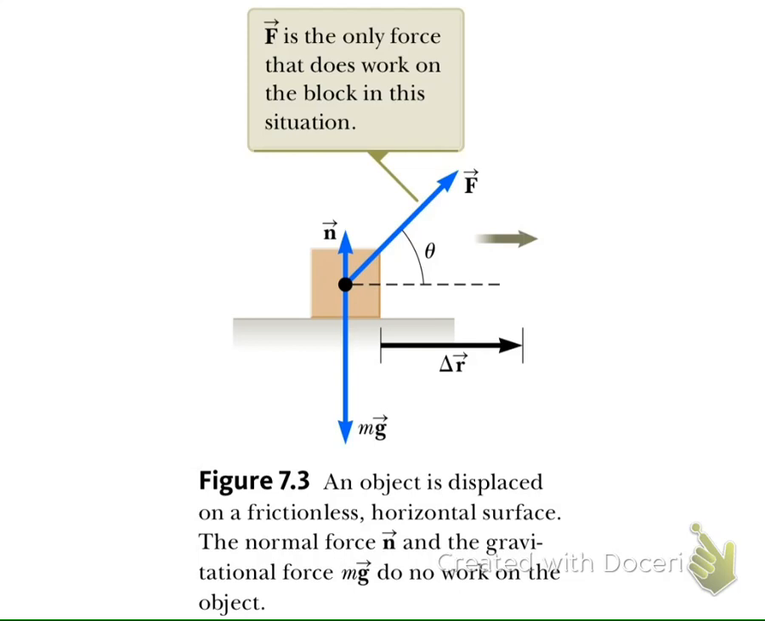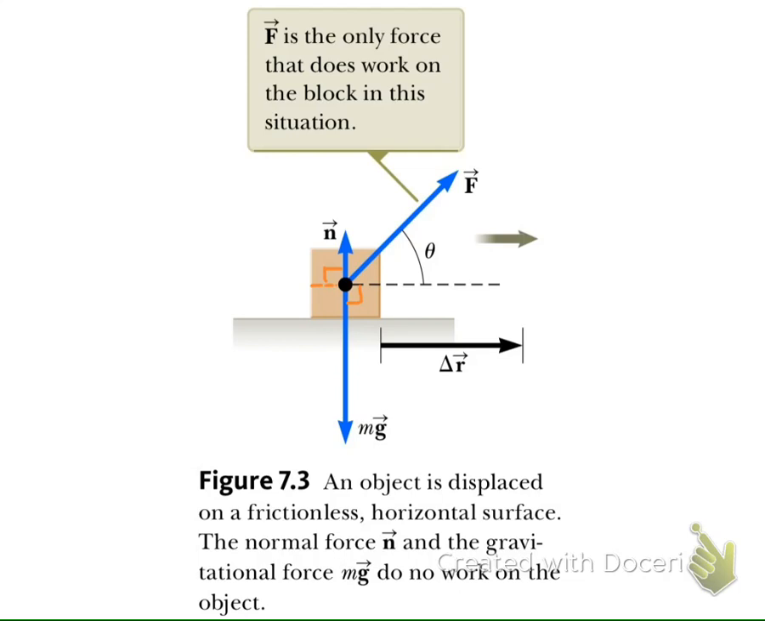and the normal force, as its name suggests, is perpendicular to the direction of the displacement, right? This is the direction of the displacement, and in this case the gravitational force is perpendicular to the displacement, and the normal force is always perpendicular to the displacement for an object moved on a surface.